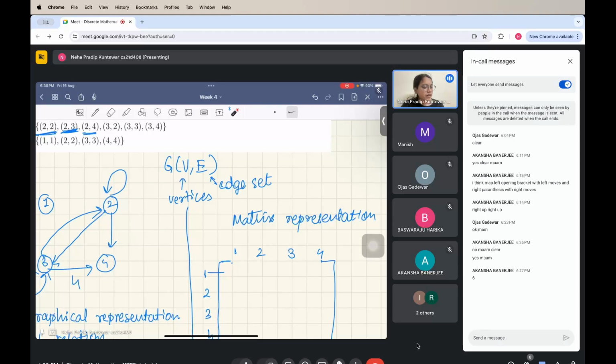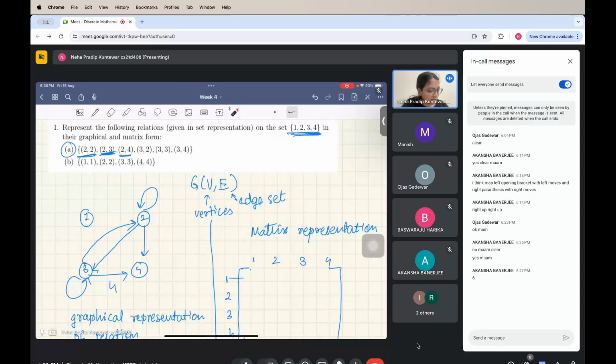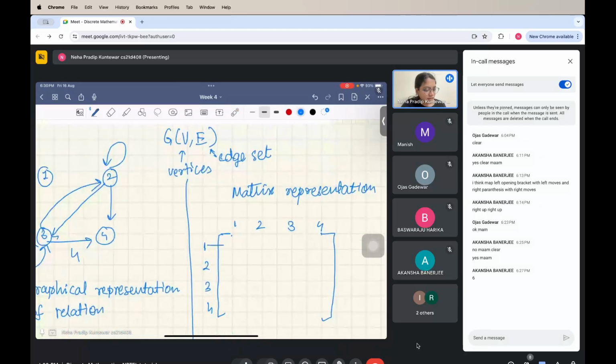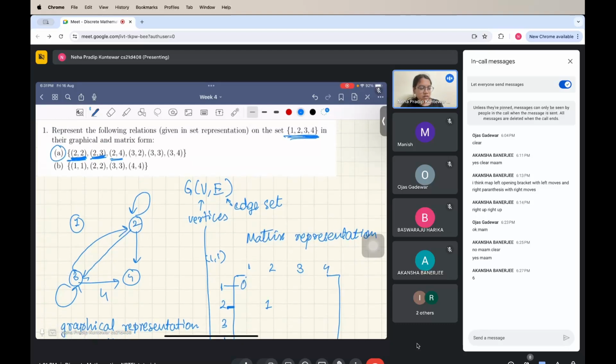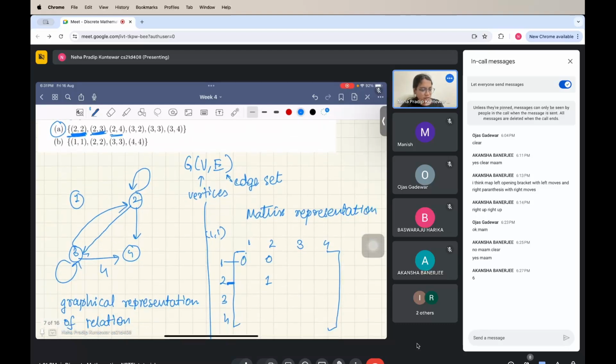And how do you fill the value? You write a 0 here if 1 and 1 are not related. So let's do this with an example. In this case 2 and 2 are related, so I'll look at the second row, the second column, and write a 1 here because they are related. Whereas (1, 1) is not in the relation, so that would be a 0. Similarly (1, 2) is not in the relation, so that would be a 0, and so on.